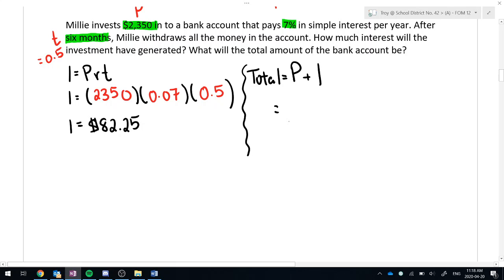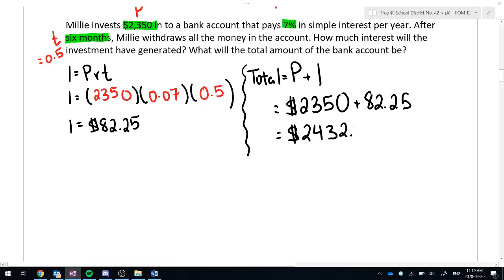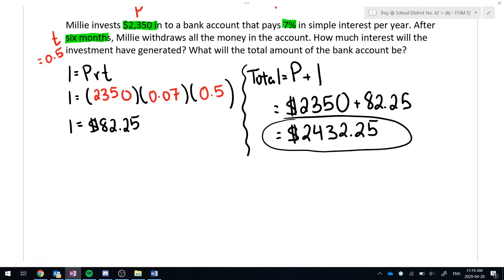All right, so our total is going to be our principal amount, which was $2,350 plus our interest, 82.25. Right, so this is going to be 2,432.25. So the amount of money left in that bank account at the end of 6 months is going to be $2,432.25.